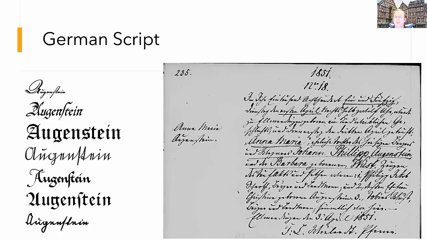You look down a little further and it says Anna Maria. I might have a little problem reading these, but then it says Johann Philipp Augustine. So I know there's a Johann Philipp Augustine listed here. And then I see a Barbara geboren West. Right here is und, meaning and. So what I'm seeing is that Johann Philipp Augustine und Barbara geboren West, so Barbara West, are the parents of Anna Maria.